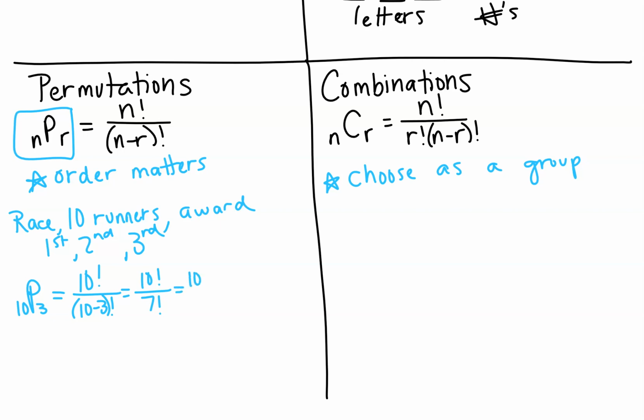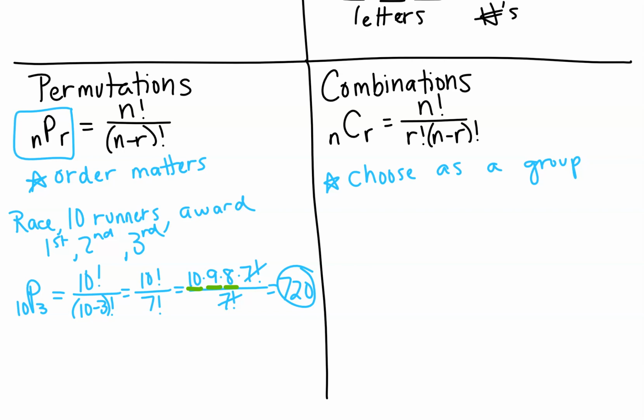And remember the shortcut, 10 times 9 times 8 times 7 factorial over 7 factorial. I can only cancel factorials when they're identical, and since those are the 7 and the 7, I can cancel those 7s, and I get 10 times 9 times 8, which is 720. So 720 different outcomes for first, second, and third place. Do you see how we ended up just doing 10 times 9 times 8?